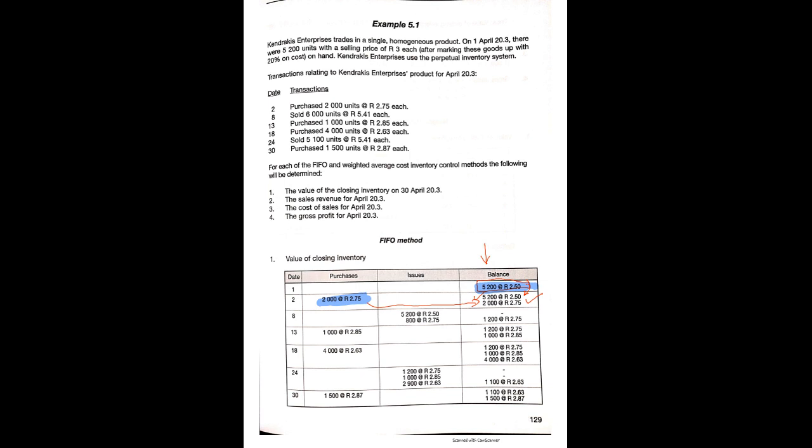Okay, so the next one then, and again, you can continue in this way. So the next one was at, sorry guys, I was talking there and it just seemed to have gone off. So the next one is that we sold 6,000 units at 5.41.